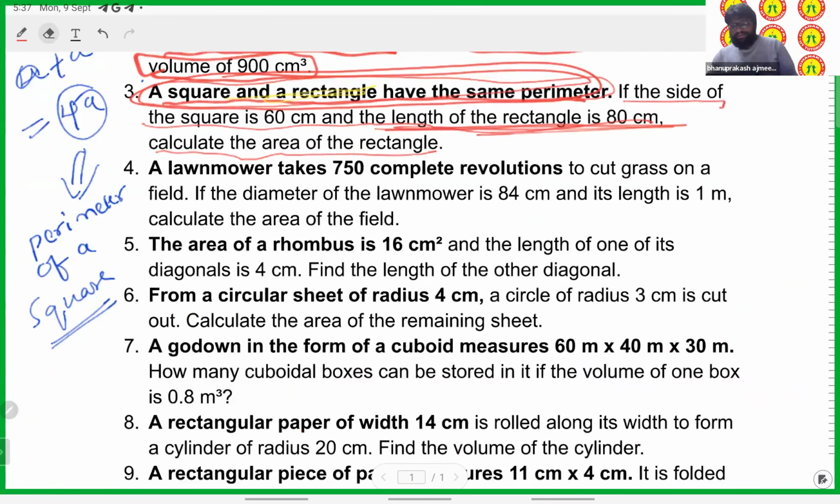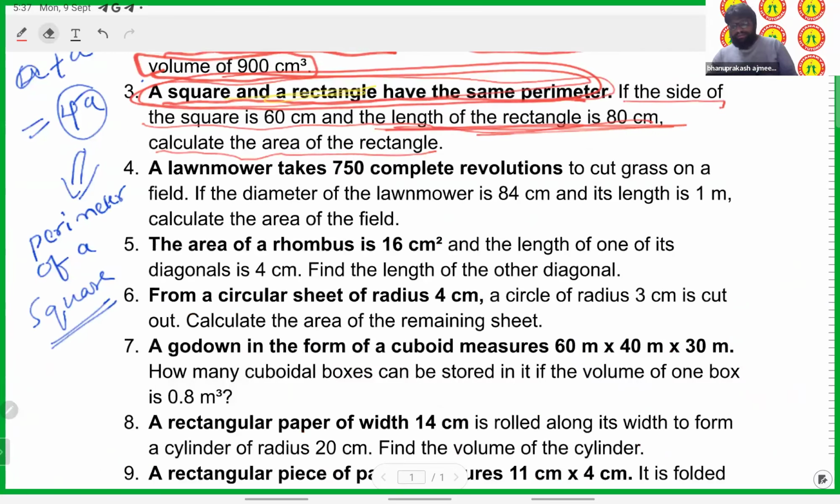So next, sixth question. From a circular sheet of radius 4 cm, a circle of radius 3 cm is cut out. Calculate the area of the remaining sheet, they asked. First of all, you find out the area of the circular sheet of radius 4 cm. Let this be area 1. Area 1 is equal to pi r square, so that will be 16 pi.